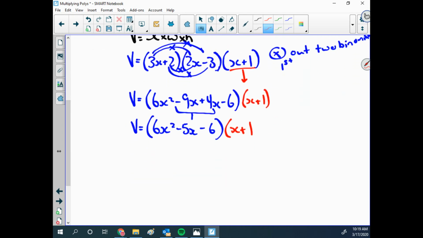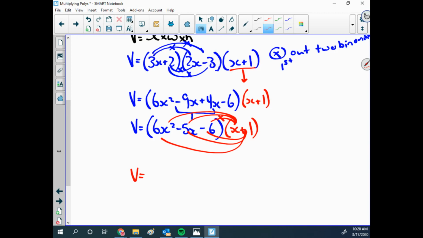Now, that's not the answer for my volume because they probably, or most likely, wanted it as a simplified multiplied out polynomial. So now I have a question like we just had where I have a trinomial being multiplied by a binomial. And so I would take each term here and multiply it to everything in the other set of brackets. So let's follow that.